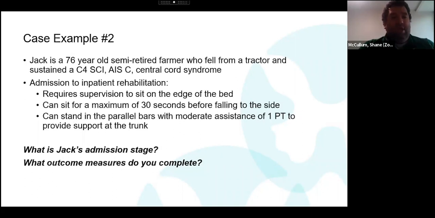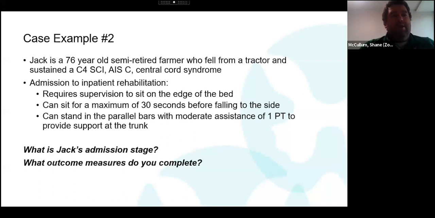So this one's a little bit tricky, and we don't have the flow chart after, but that's okay. So technically, Jack would not meet the criteria to be a 0.5 because he's not able to sit for 60 seconds independently. However, the fact that he's able to stand with moderate assistance trumps that. So you actually would stage him up at a 1B at this point in time because he's able to stand with moderate assistance of one physio. So it'd be a 1B, and you would complete the Berg balance scale at this point in time.